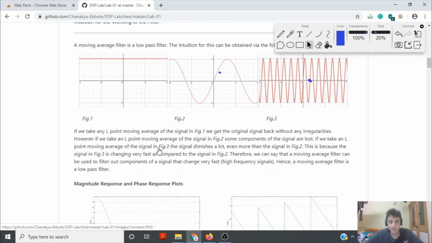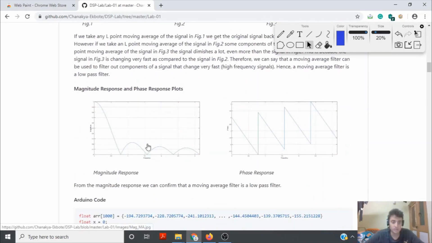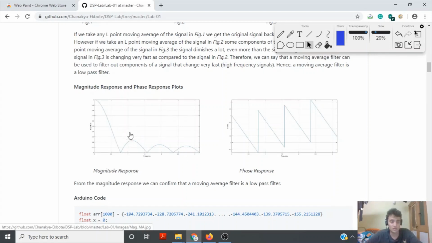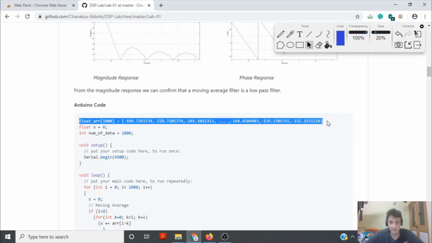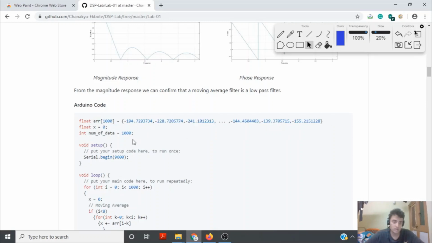And this can be further confirmed by looking at this magnitude response. The magnitude response is eventually dying down with a few ripples in the end. But this confirms that this is a low pass filter. So the Arduino code first has an initialization of the data that we work with. And this particular line signifies the baud rate, which sets up the communication between your Arduino and your computer.